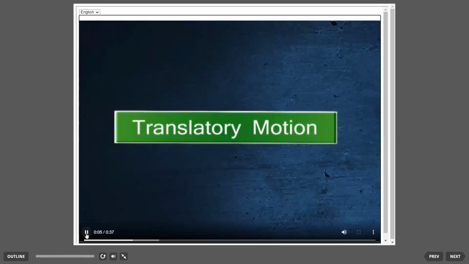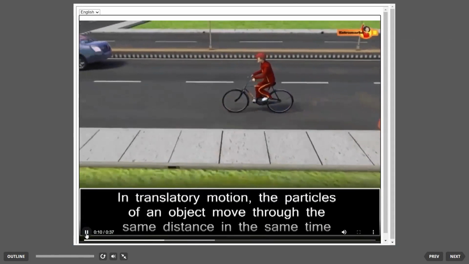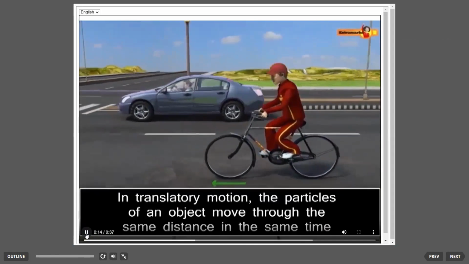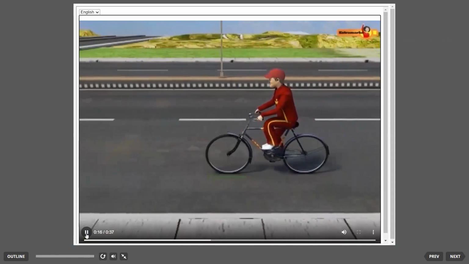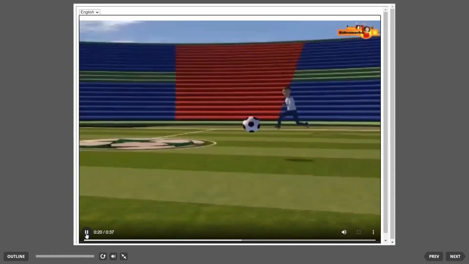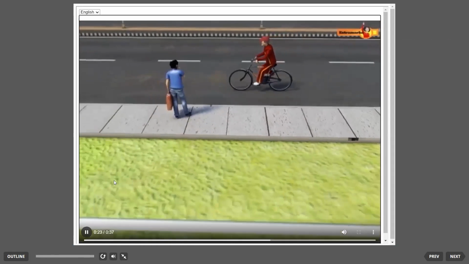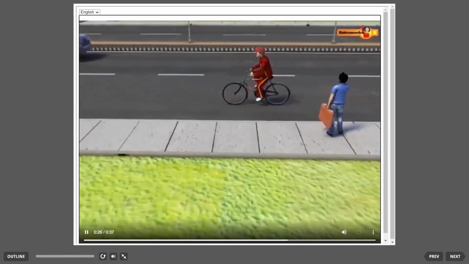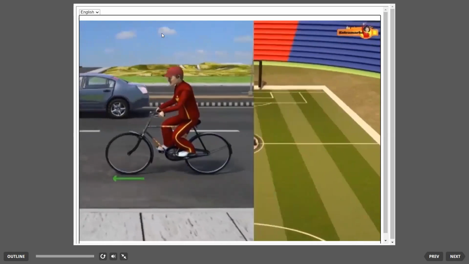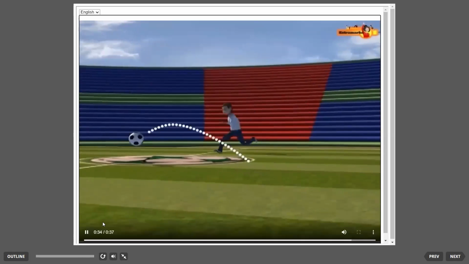Translatory motion is the motion in which all the particles move through the same distance in the same time. In translatory motion, an object can move in a straight line or along a curved line. This can easily be seen in the motion of a bicycle, which follows a straight line path, and the motion of a football, which follows a curvilinear path.